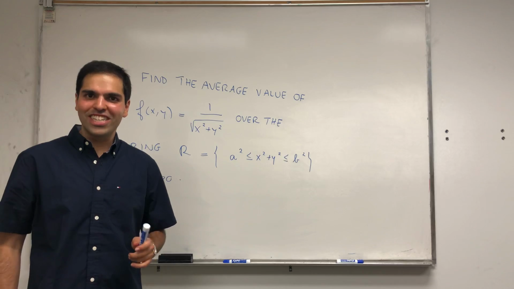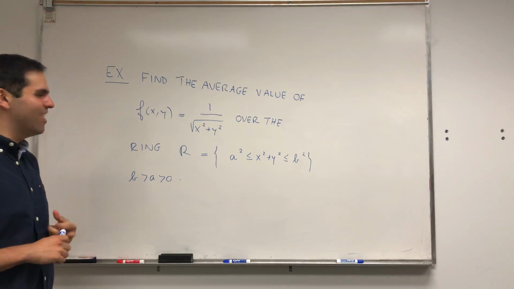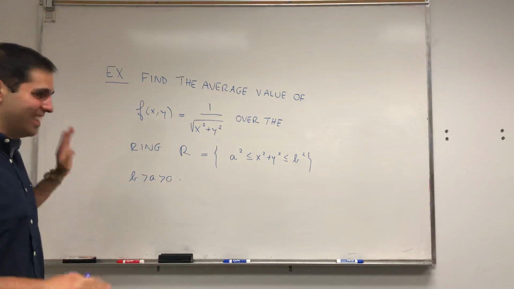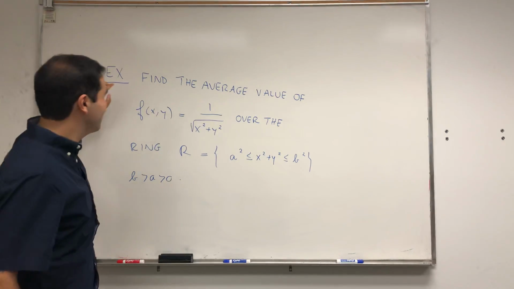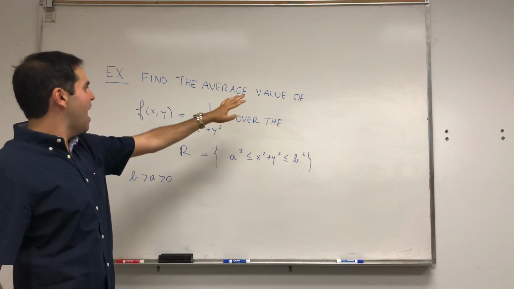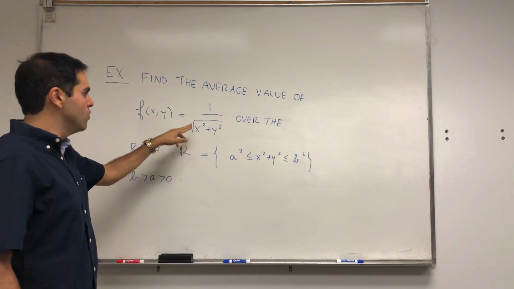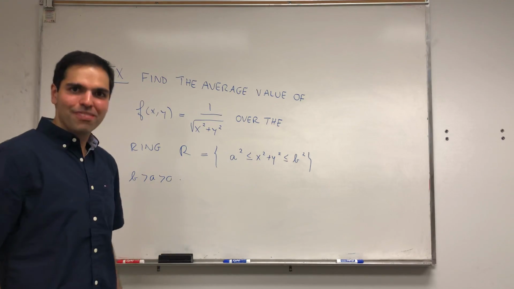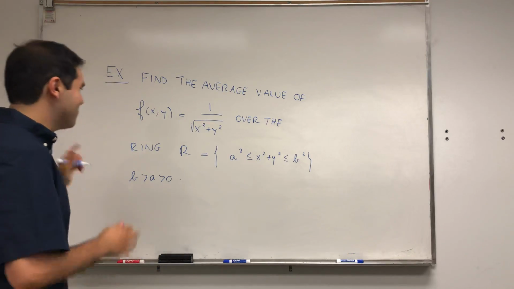Alright, thanks for watching, and today I will do one of my favorite multivariable calculus problems because you'll see it's very soothing. It's like a math chillax session if you want. Namely, we will find the average value of this function, 1 over square root of x squared plus y squared, over the following ring. Because if you like it, then you should have put a ring on it.